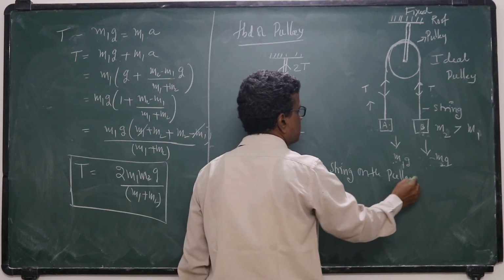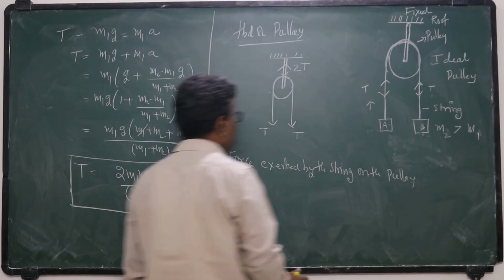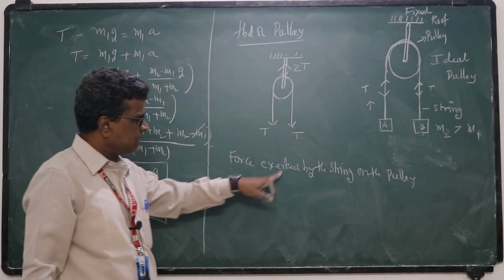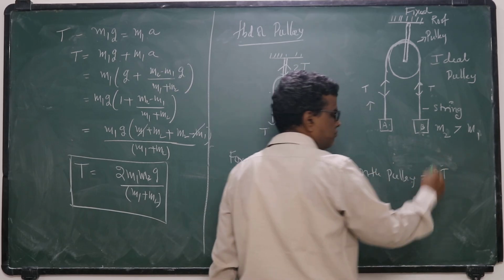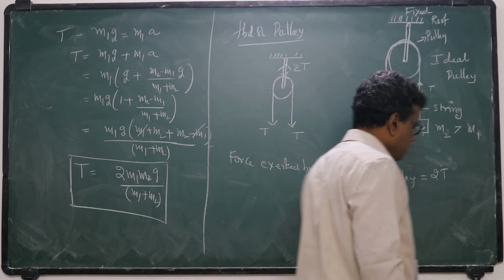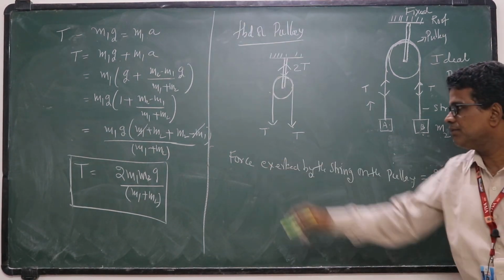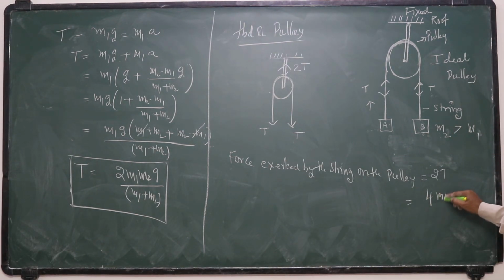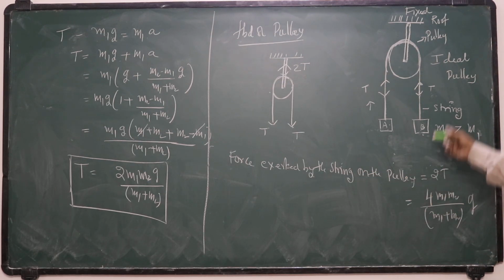How do you answer this question? Okay, so I want force exerted by the string on the pulley. Answer 2T. That is answer 2T. What is 2 into T? That is 4 M1 M2 by (M1 plus M2) of G. Okay, that is force exerted by the string on the pulley.